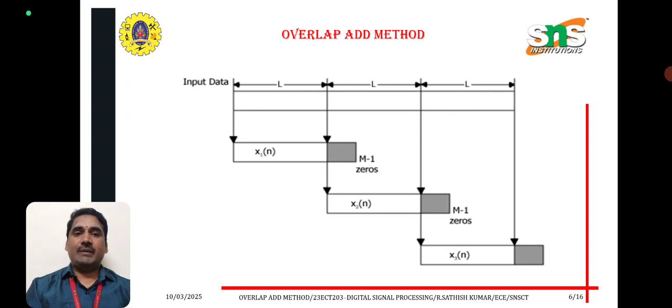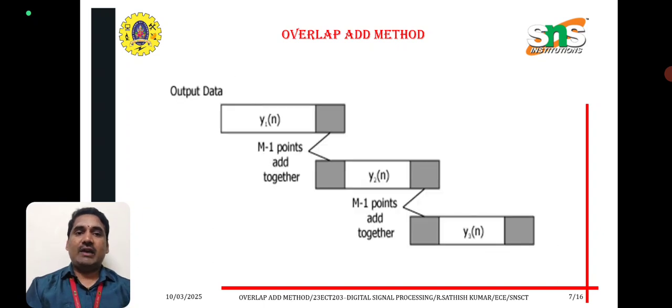Given the input data, first we find x1 of n. The larger sequence is split into smaller subsequences, that is x1 of n, x2 of n and x3 of n. Now m minus 1 zeros are added with x1 of n, and with x2 of n, m minus 1 zeros are combined with x3 of n. This is the output data, y1 of n, y2 of n, y3 of n. The m minus 1 points are added together: y1 of n and y2 of n are added, and then y2 of n and y3 of n, m minus 1 points are added in the overlap add method.